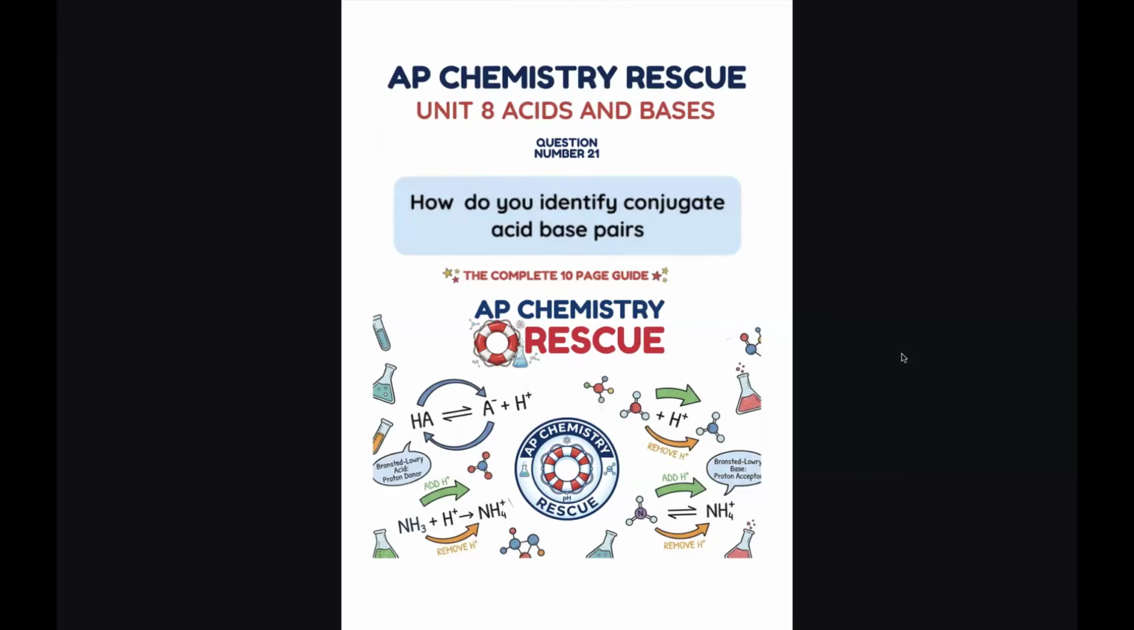The most asked question in Unit 8 AP Chemistry exams is how do you identify the conjugate acid-base pairs? This is a complete 10-page guide to do this very easily.